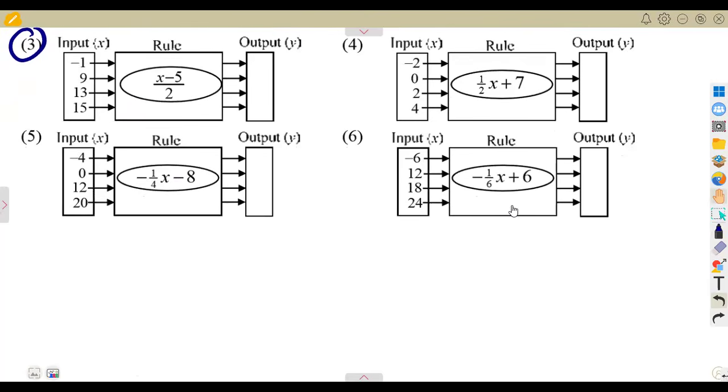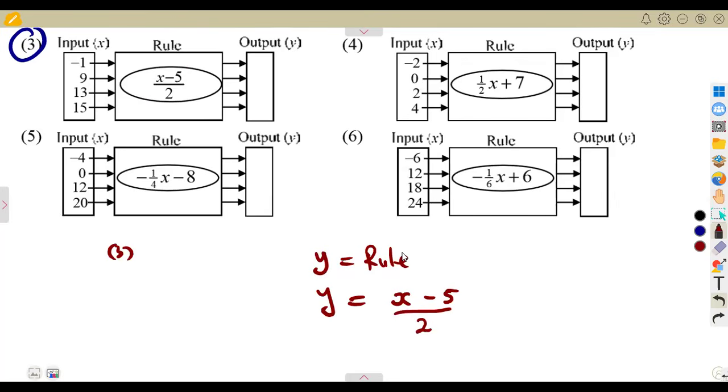On number 3, we still have the same situation, even though we are given a fraction. Still one and the same thing. So on number 3, the rule is given. Remember, I said y is equal to the rule, that is, the output is equal to the rule. So the rule is x minus 5, everything over 2. That's it. You're done.